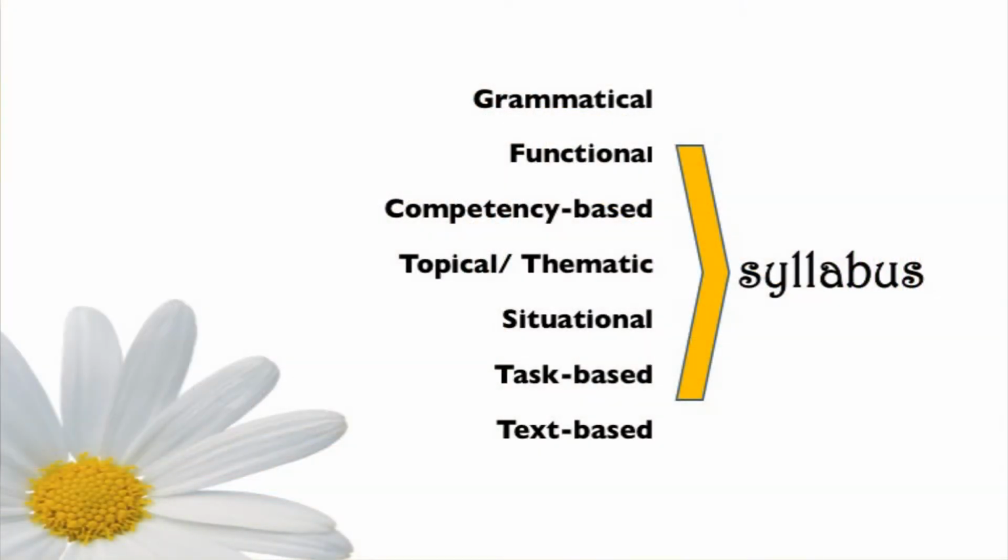In this topic, we are going to discuss 7 kinds of syllabus. Those are grammatical, functional, competency-based, topical or thematic, situational, task-based, and text-based syllabus. Now, we are going to discuss those kinds of syllabus one by one. The first one is grammatical syllabus.